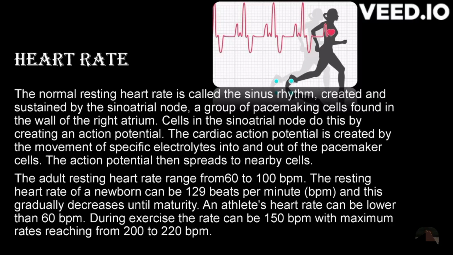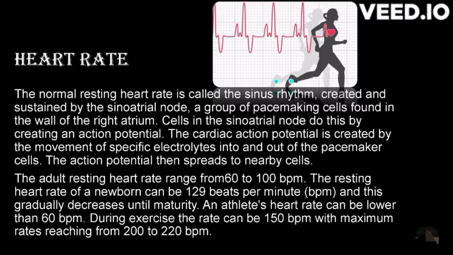Next is heart rate. The normal resting heart rate is called sinus rhythm, created and sustained by the sinoatrial node, a group of pacemaking cells found in the wall of the right atrium. Cells in the sinoatrial node do this by creating an action potential. The cardiac action potential is created by the movement of specific electrolytes into and out of the pacemaker cells. The action potential then spreads to nearby cells.